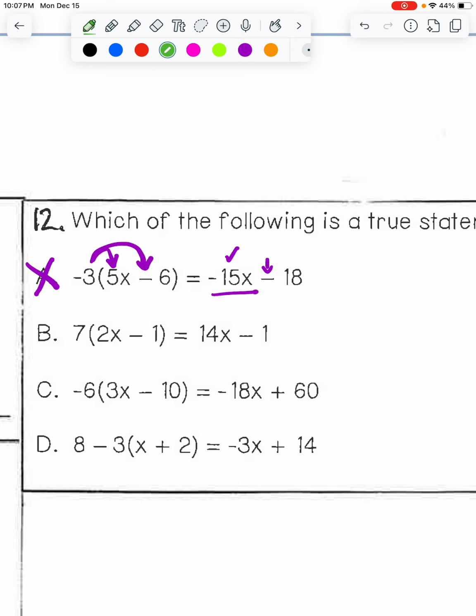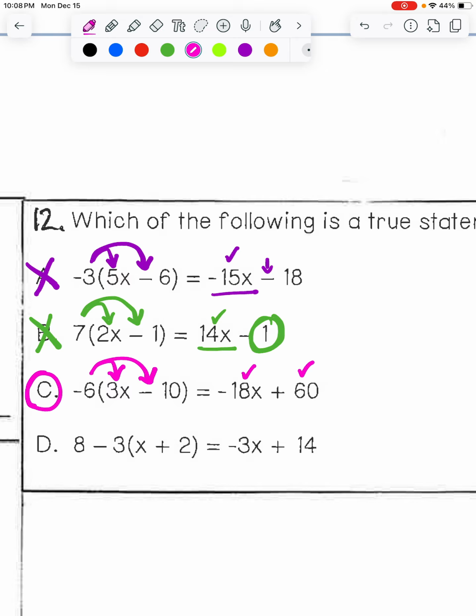B. So when I go to do B, 7 times 2x is 14x. Again, that checks out great. However, when I go to do 7 times negative 1, that should be a negative 7, and it looks like they forgot to multiply there. B is not the correct answer. On to the next one, negative 6 times 3x. That is definitely negative 18x. That's correct. And negative 6 times negative 10 is a positive 60. That's correct. C is the correct answer on that one.